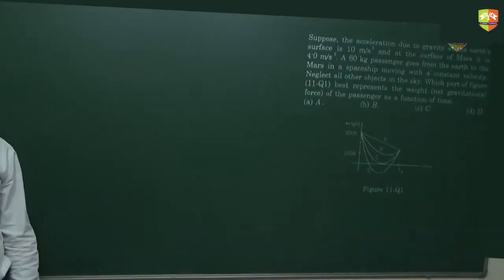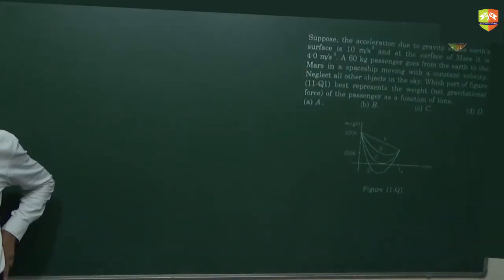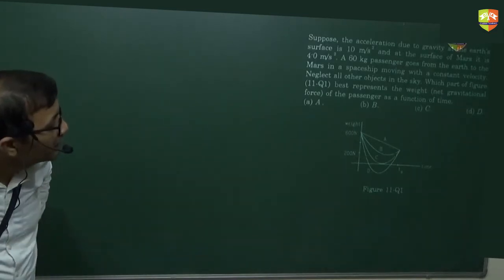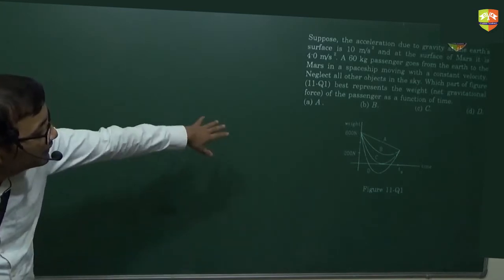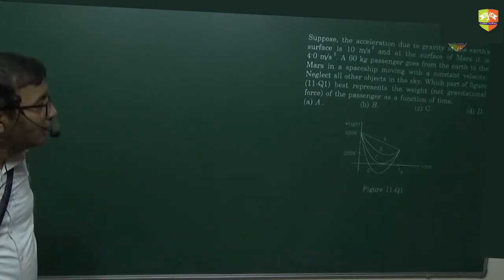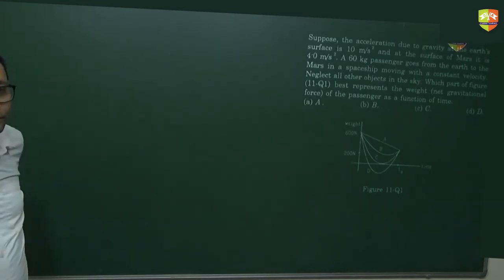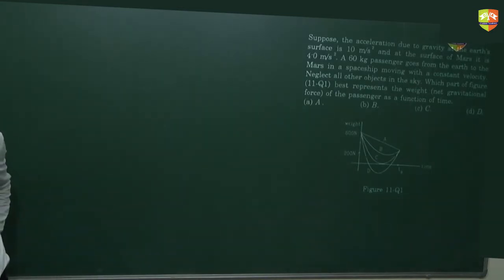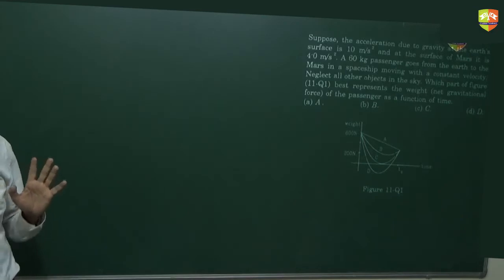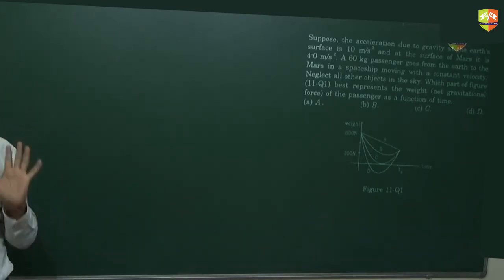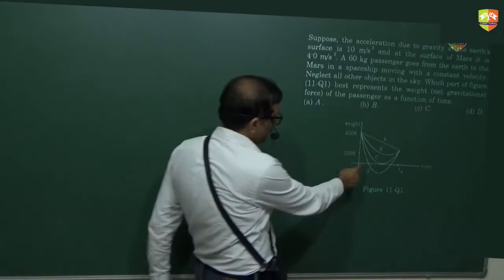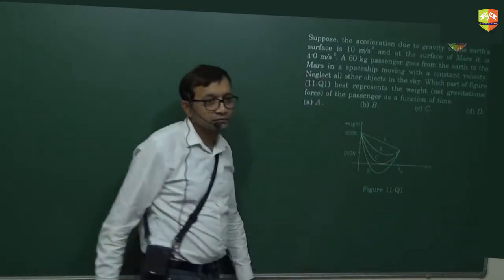What is the answer for this one? C. Suppose the acceleration due to gravity at the Earth's surface is this, and at the surface of Mars it is 4. Why is it C? Because at some point between Mars and Earth the net gravity becomes zero. There has to be some point where the net gravitational force of attraction becomes zero, and there should be only one point. It can't intersect at two points.